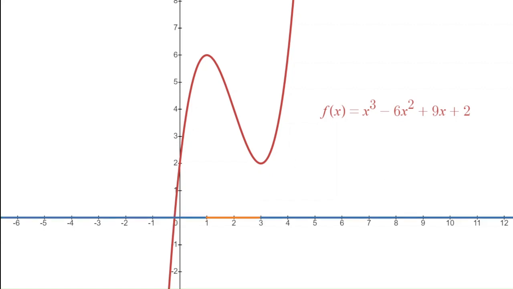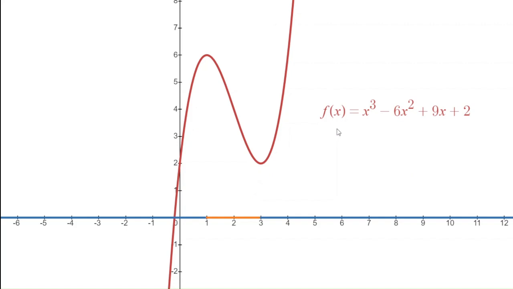And in fact, I've drawn these intervals here in different colors. So on this blue interval from negative infinity all the way up to 1, the function is increasing. On the open interval from 1 to 3, the function is decreasing. And then on the open interval from 3 to infinity, the function is increasing again.